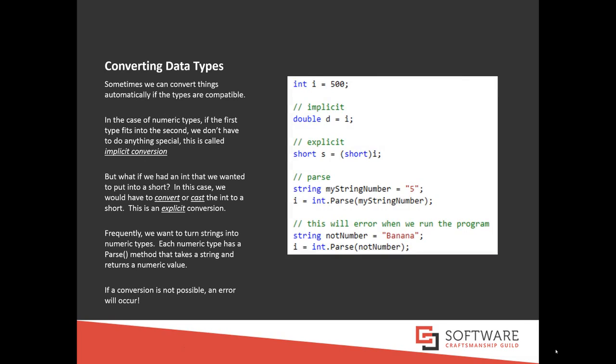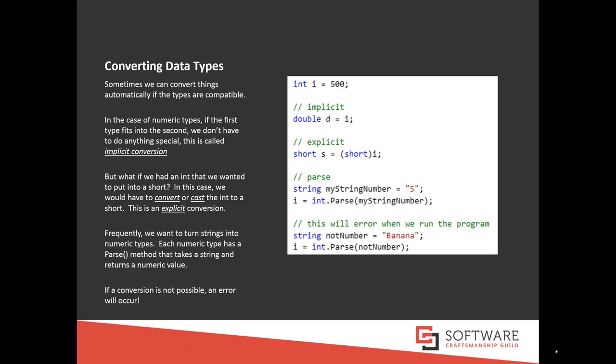And let's look at some code real quick here. Here I've created an integer i and assigned it a value of 500. Then I've declared a double called d, and I've assigned it the value of i. So d is now 500. That's just fine because a double can hold an int. In the next line, I want to convert the int i into a short and store it in s. If I'm going to do that, I need to explicitly convert it. And the way C# does that is to put the word short in parentheses. And that's basically instructing the compiler to force the integer to turn into a short.